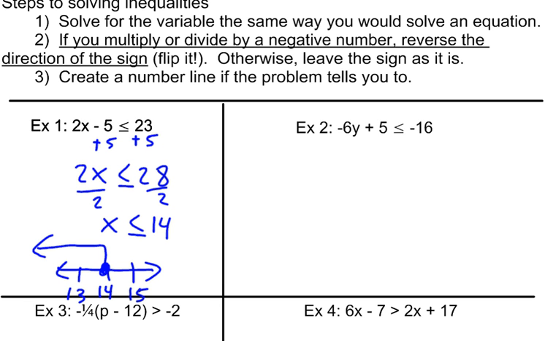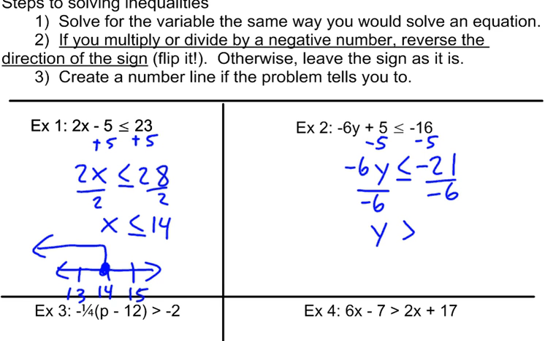For example 2, we're going to start by undoing as if it were an equation. So let's subtract 5. We have negative 6y is less than or equal to negative 21. Now to get y by itself, we're going to have to divide both sides by negative 6. We divided by a negative number, so the sign is going to have to switch places. And then 2 negatives make a positive, so it'll be 21 over 6.